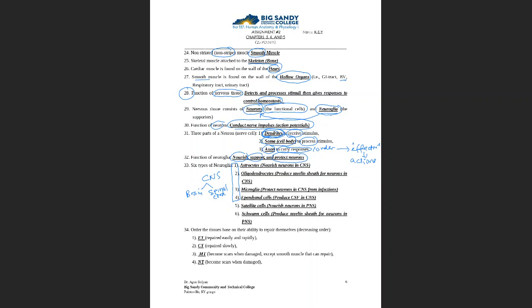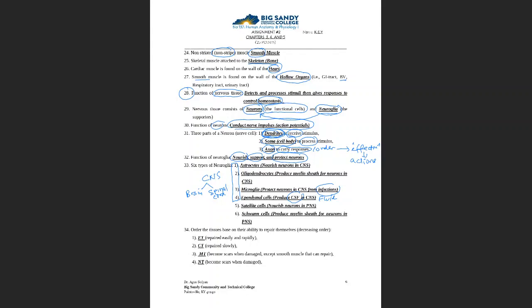Microglia, this is actually a white blood cell that protects the neurons from bacteria or infection. And then ependymal cell, this is the neuroglia that produces the CSF, cerebrospinal fluid. So it produces the fluid that protects the brain and the spinal cord. Okay, again, these 4 neuroglia are located in the CNS.